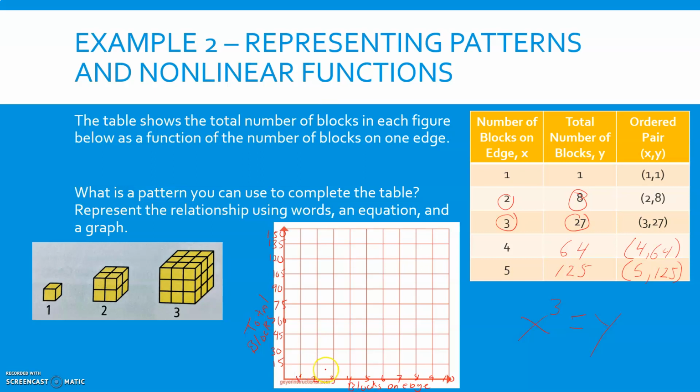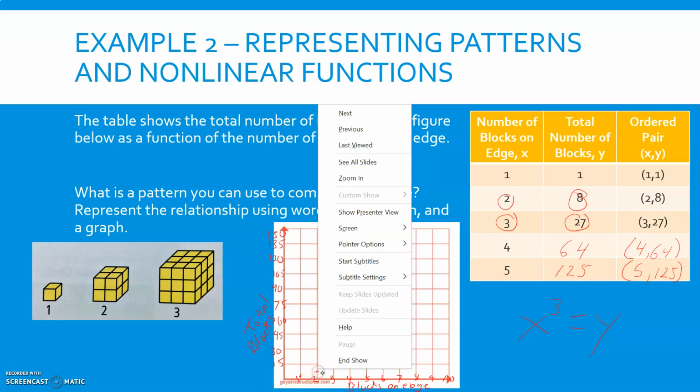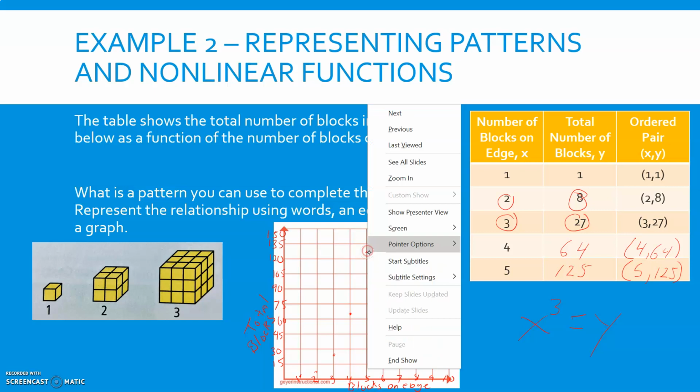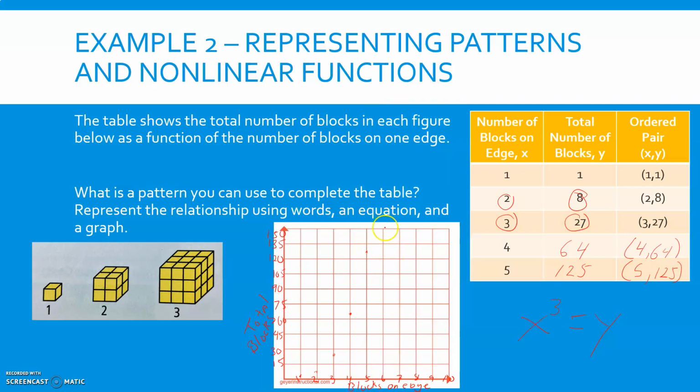We have 2, 8, which is about halfway between 0 and 15. And then we have 3, 27, almost up to 30. And we have 4, 64, which jumps all the way up here above 60. And we have 5, 125, all the way up top here. And if we went with 6, it would go all the way off of our chart.